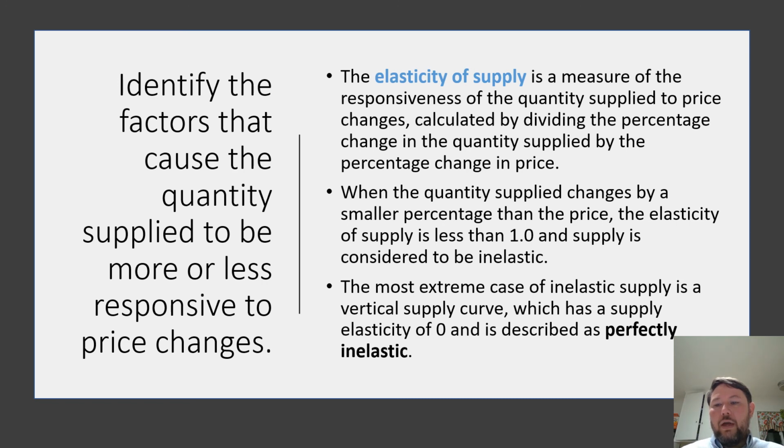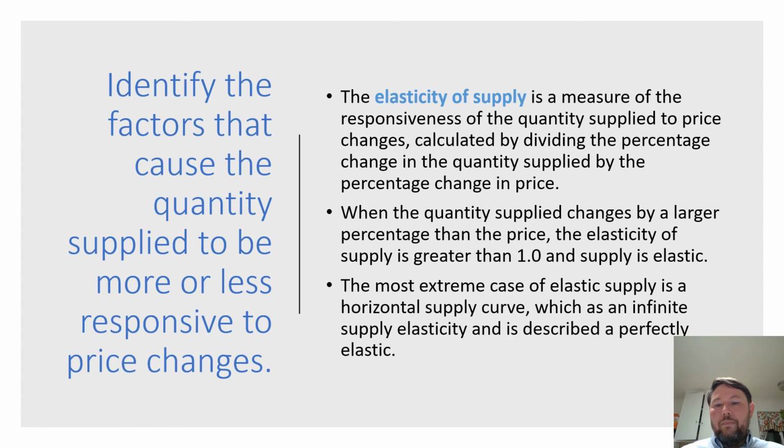We also have elastic supply, and again that's going to be if our value is greater than 1.0. So when the quantity supplied changes by a larger percentage than the price, the elasticity of supply is greater than 1, and we consider that elastic. So again, we could have something like a 10% change in price, and we might have a 50% change in quantity supplied. That we would consider elastic.